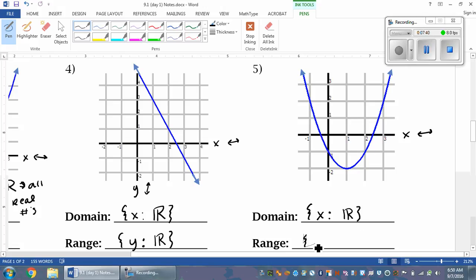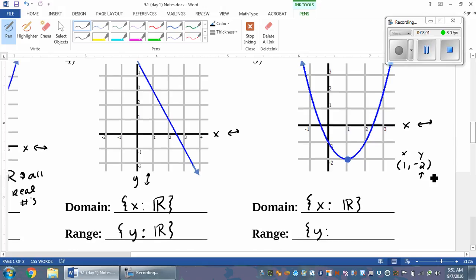Now my range. See how my arrows are both going up? I'll never get down here. Where is my lowest point? This point right here is 1 comma negative 2. Remember, it's always x comma y. So I'm going to be working with this negative 2 since my range is y. Since they're both going up and it touches, it includes negative 2, it's going to be greater than or equal to negative 2.